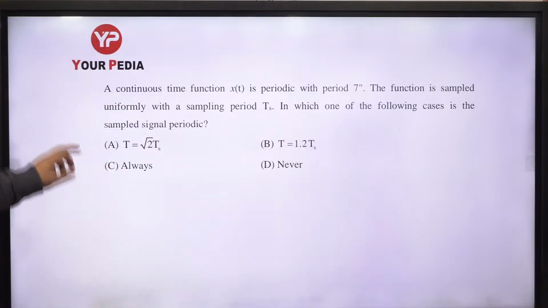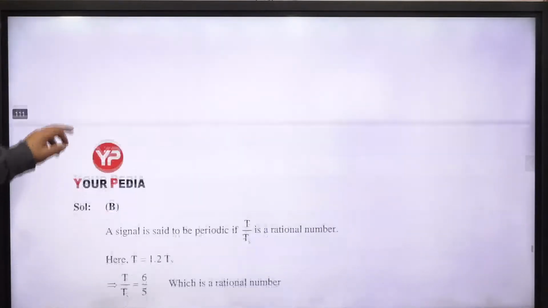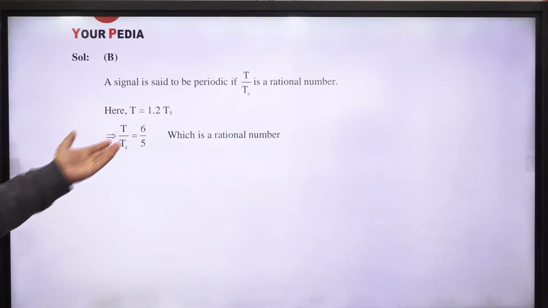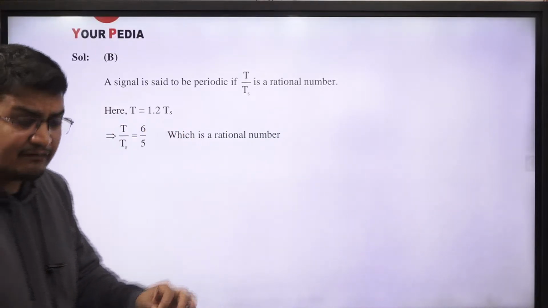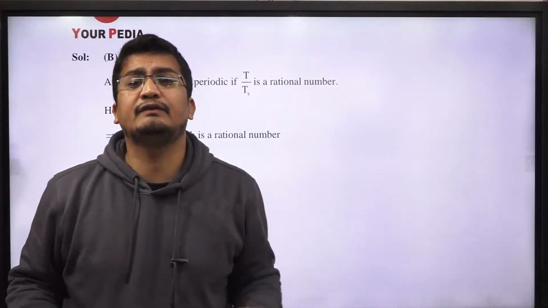I hope you people are getting it. So the answer is B. You can see here the explanation is written here. T upon Ts is rational. See, I have done a lot of detailed derivation for this.